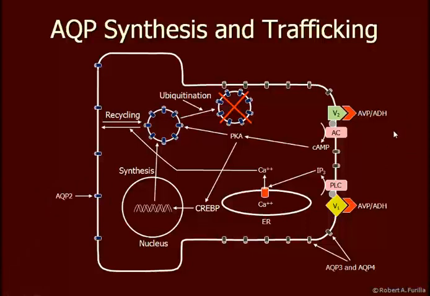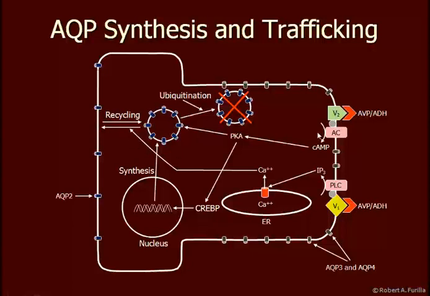It's the same thing. The basolateral surface contains receptors for ADH, a V1 and a V2 receptor. The V1 receptor stimulates the production of IP3, which causes calcium release from the endoplasmic reticulum, which is involved in the fusion of vesicles to the membrane through exocytosis.